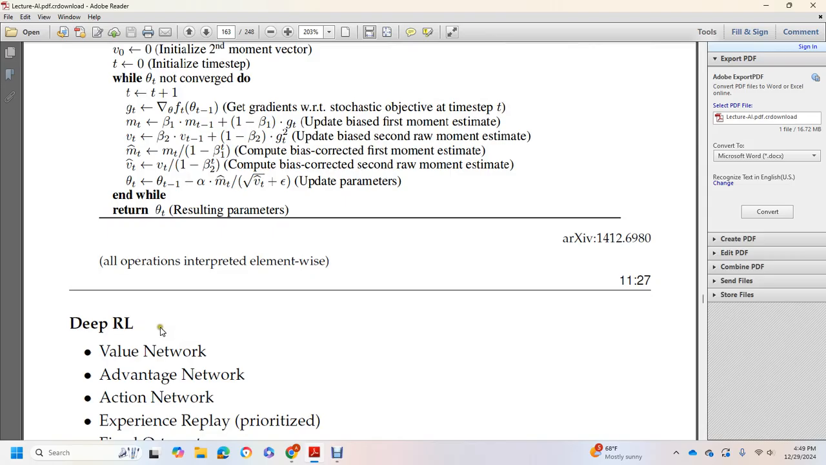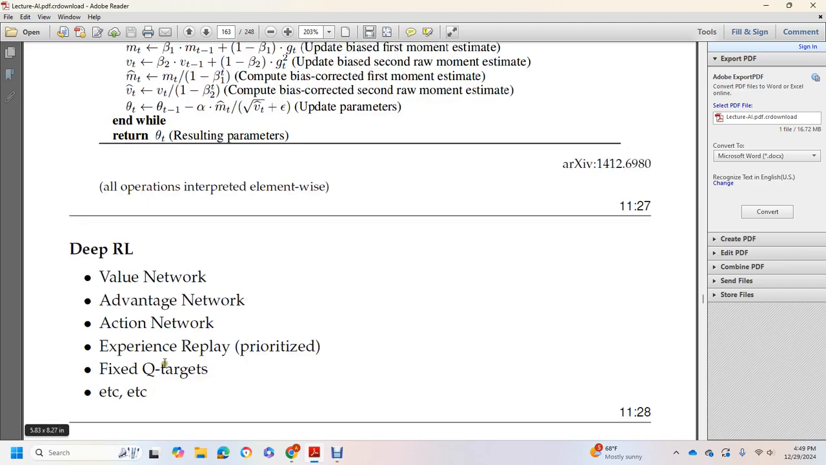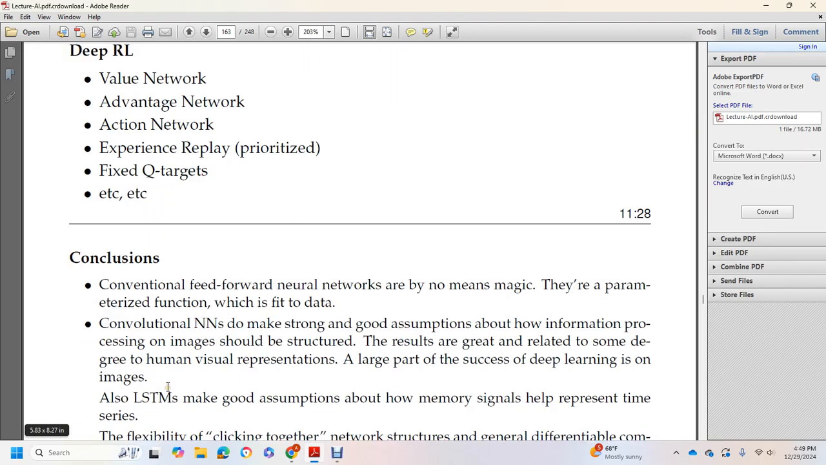Deep reinforcement learning: value network, advantage network, action network, experience replay, priorities, fixed target networks, etc.